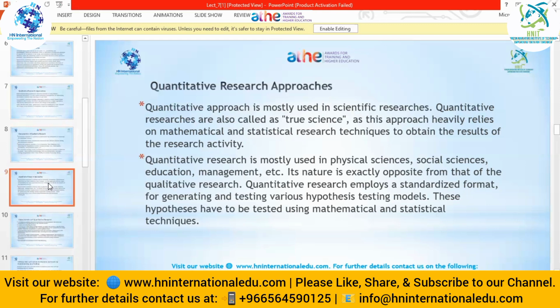Now, quantitative research is mostly used in physical science, social sciences, education, management, etc. Its nature is exactly opposite from that of qualitative research. Quantitative research employs a standardized format for generating and testing various hypotheses, testing models. These hypotheses have to be tested using mathematical and statistical techniques.